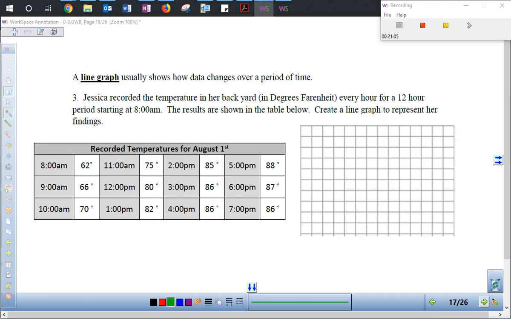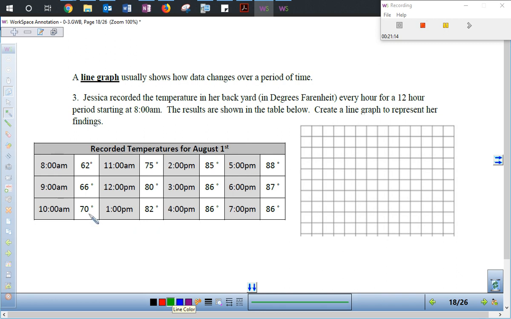Okay, next we're going to talk about a line graph. Now a line graph usually shows how data changes over time. A line graph is different than a bar graph as it clearly doesn't use bars, it uses a line. So on number 3 it says, Jessica recorded the temperature in her backyard, in degrees Fahrenheit, every hour for a 12-hour period starting at 8 a.m. The results are shown in this table below. Create a line graph to represent her findings.